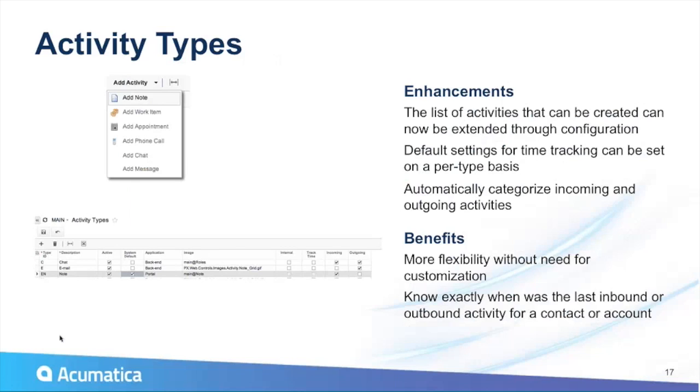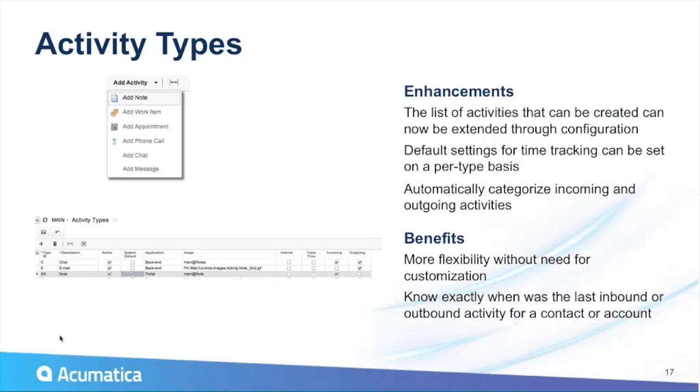Another enhancement that we made to the CRM module is with the activity types. We have this activity system in many different screens in the system. Previously, the list of activity types was hard-coded, so if you wanted to define other types of activities, you needed to customize the system. So we made that a configuration screen that allows you to configure as many activity types as you want.